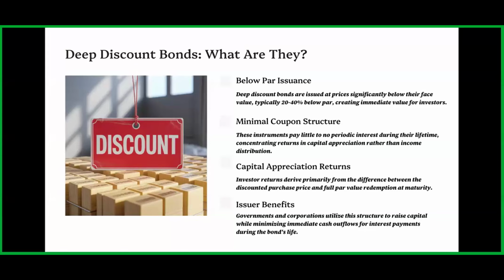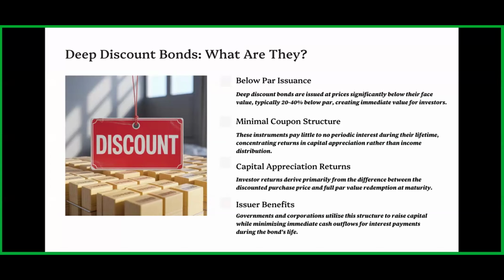Next one is the capital appreciation return. The investor's returns derive primarily from the difference between the discounted purchase price and the full par value redemption at maturity. That means the deep discount bond gives capital appreciation within a short period of time. That means if I purchase a 60 rupees bond, then within some time, at the end of maturity, my 60 rupees will be 100 rupees. So capital appreciation will be very quick in such a bond.